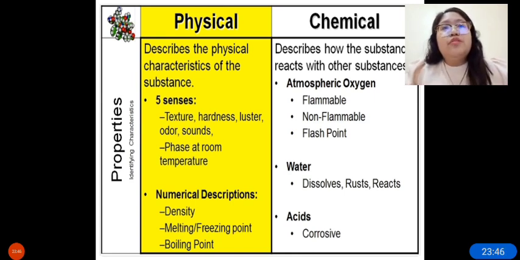These are numerical descriptions that, of course, require measurement. For example, water boils at 100 degrees Celsius. Of course, we would need a thermometer to measure it.